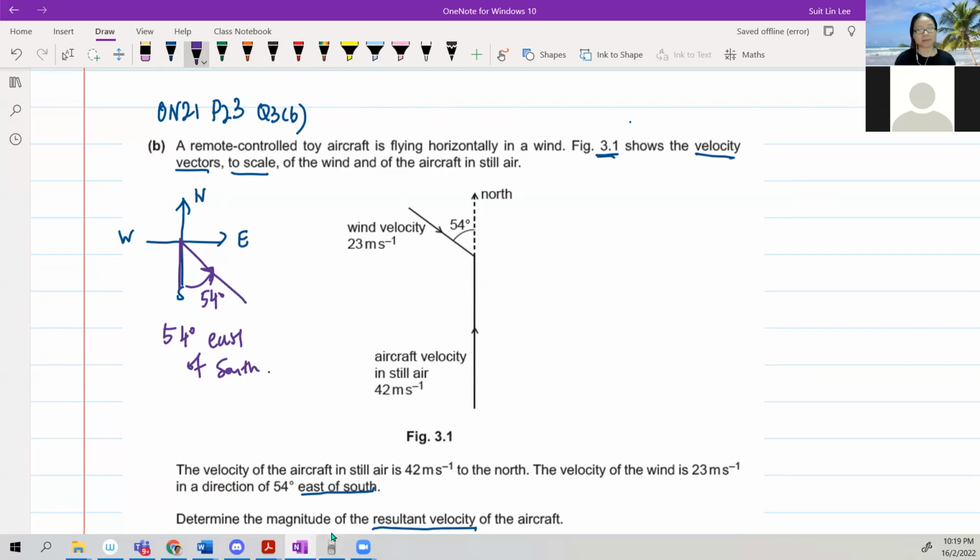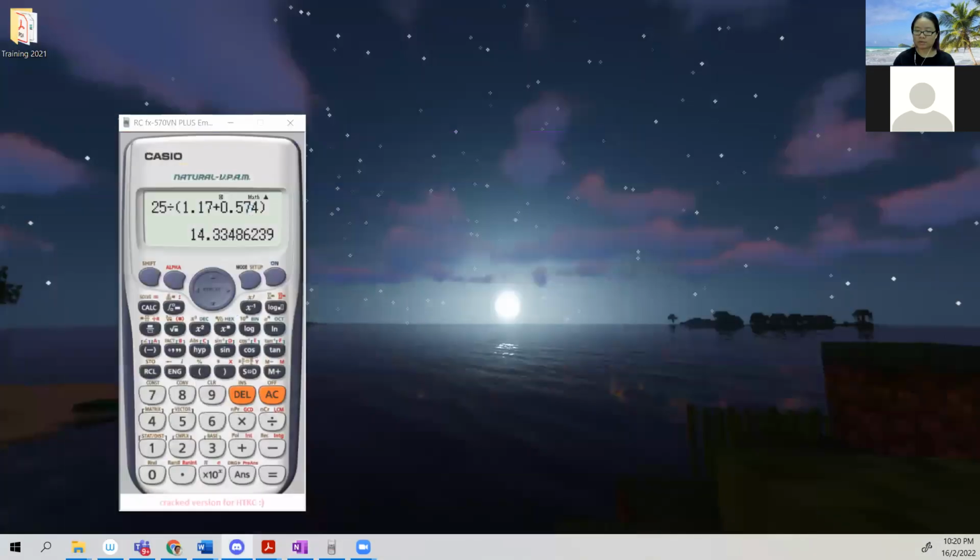All right, calculate the magnitude of the resultant velocity of the aircraft. So if I were to find the resultant of these two, meaning the aircraft is like this, but the wind blows the aircraft in this direction, where this is 54 degrees. I'm just probably going to give them some values now. Maybe this is VA for velocity of aircraft, and maybe this is VW for velocity of the wind.